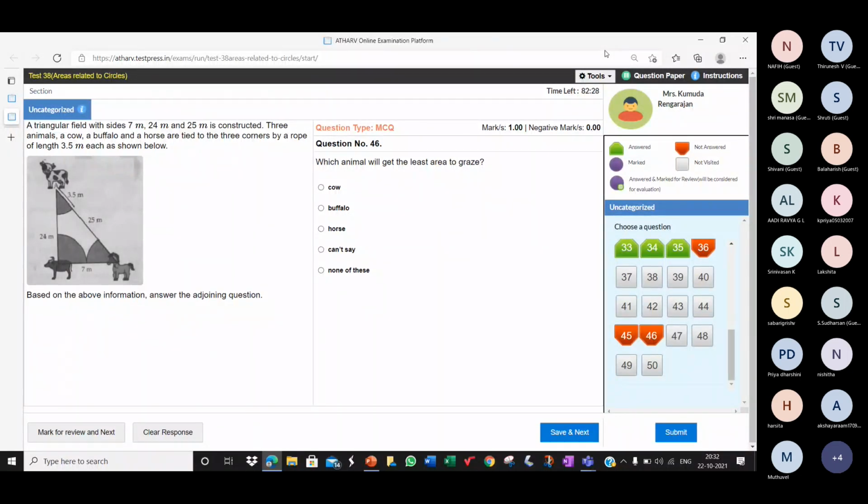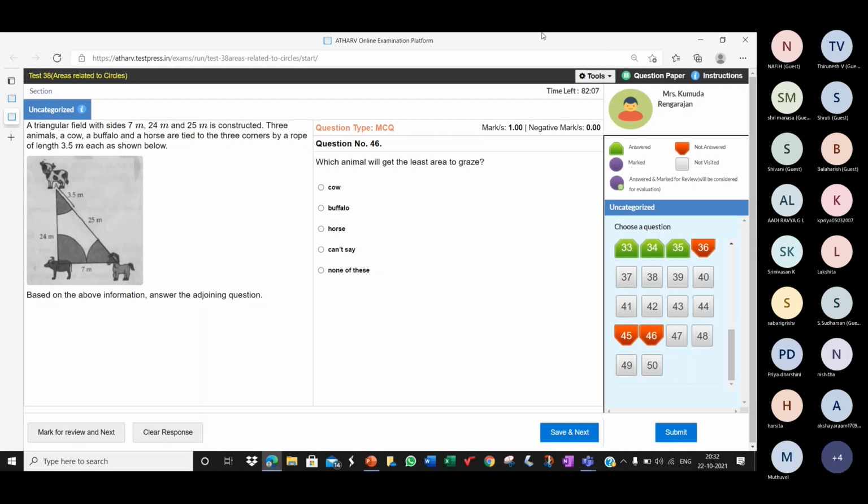By Pythagoras theorem, we can prove that it is a right angle. It's not given that it's a right triangle, but you can prove it. Yes, 24 square plus 7 square is equal to 625, ma'am. So 625, right. Yeah, it's a right triangle.